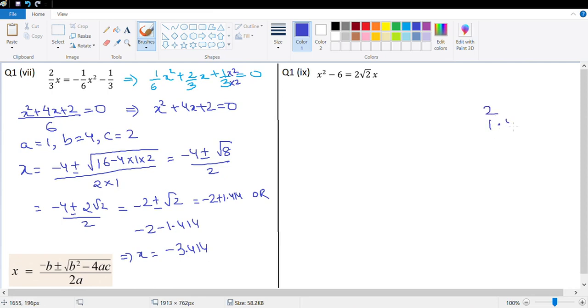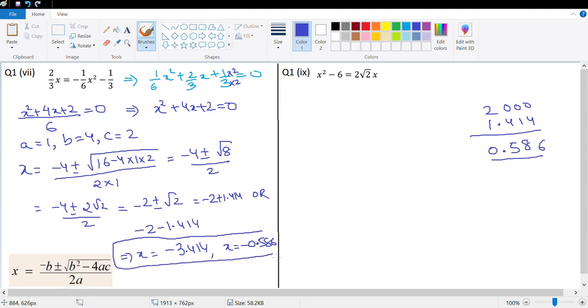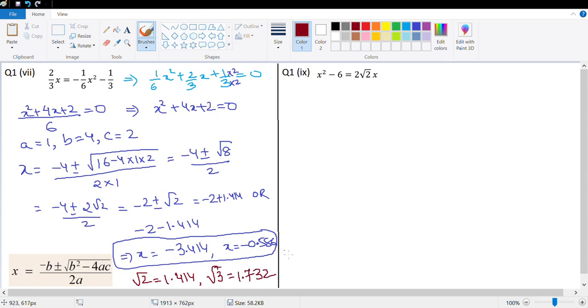And let's do this calculation. 1.414, let's subtract. So that's 10 minus 4, 6. 9 minus 1 is 8. 9 minus 4, that's 5. So negative 2 plus 1.414, x is equal to negative 0.586. So these are the two values, negative 3.414 or negative 0.586. Good. So like I said, you will need to remember the value of root 2, which is 1.414, and the value of root 3, which is 1.732. Those are the two values which you definitely need to remember.